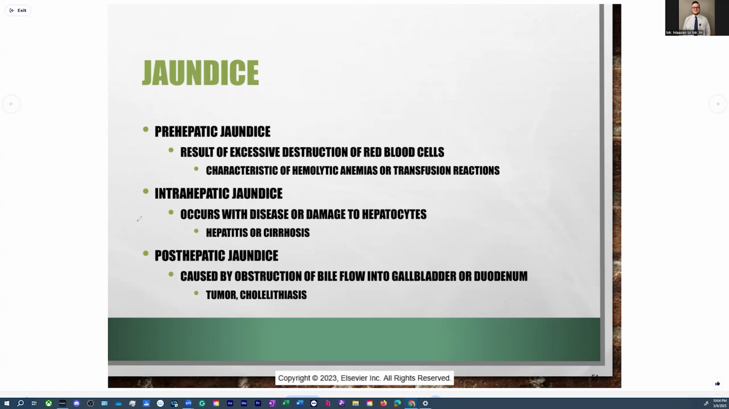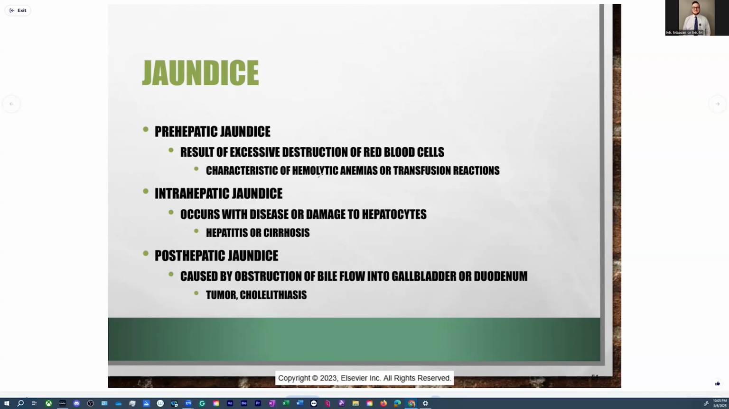Now, don't stress too much about these stages of when jaundice happens: prehepatic, intrahepatic, and posthepatic. This is just talking about where it happens. Just know what jaundice is. Know there's a potential problem either with the liver or the gallbladder or both, because there's bile backing up into my bloodstream and that's causing jaundice. But these just talk about what could cause it.